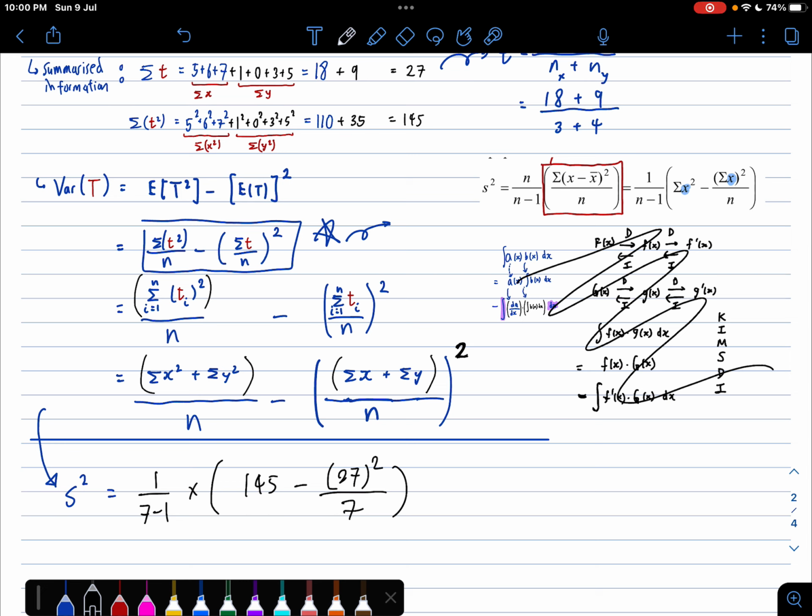So now that you know this general method, you have a sum x square plus sum y square instead of just a normal sum x square.